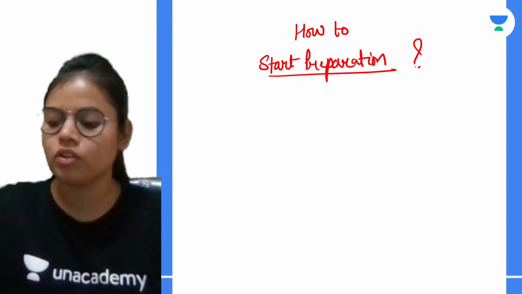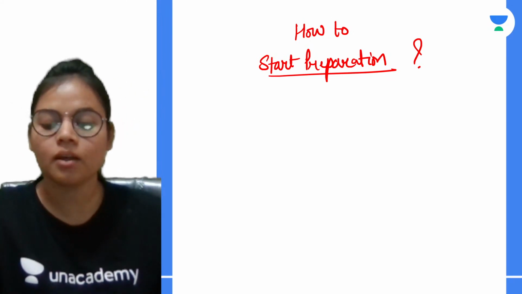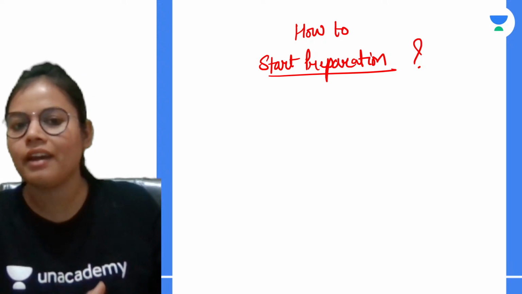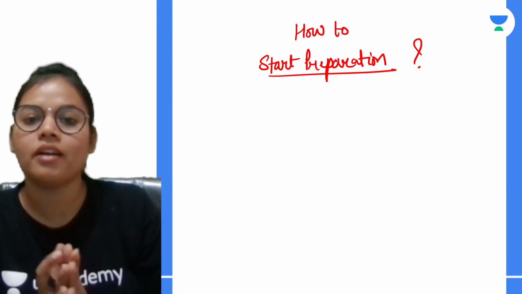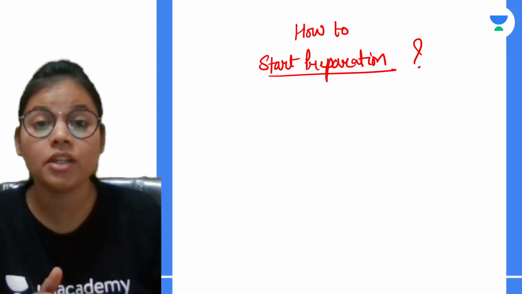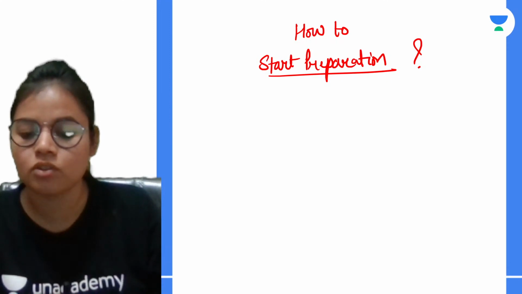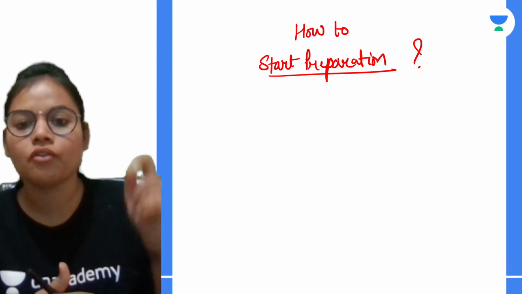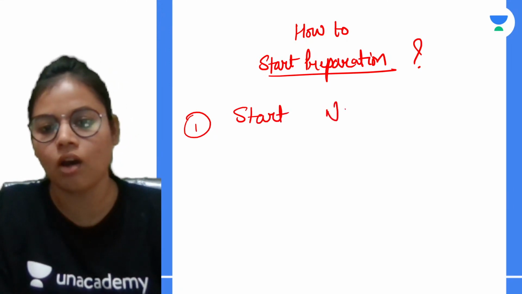Okay, we have just seen the unit. Now let's talk about how we are planning to start our preparation so that at the end we don't face any issues, and before the exam our syllabus is completed very well, and we have a revision at least 3 or 4 times, to score well. So the very first step is: start now.